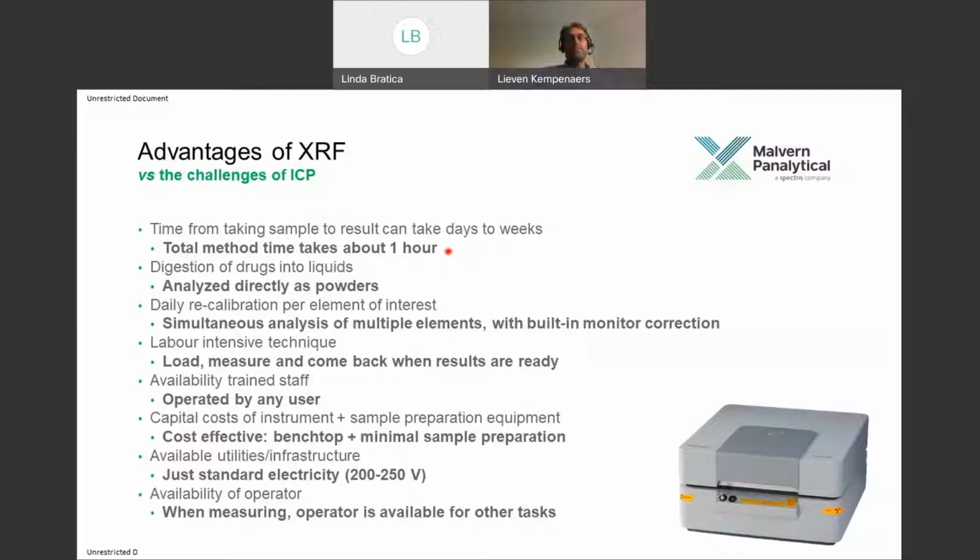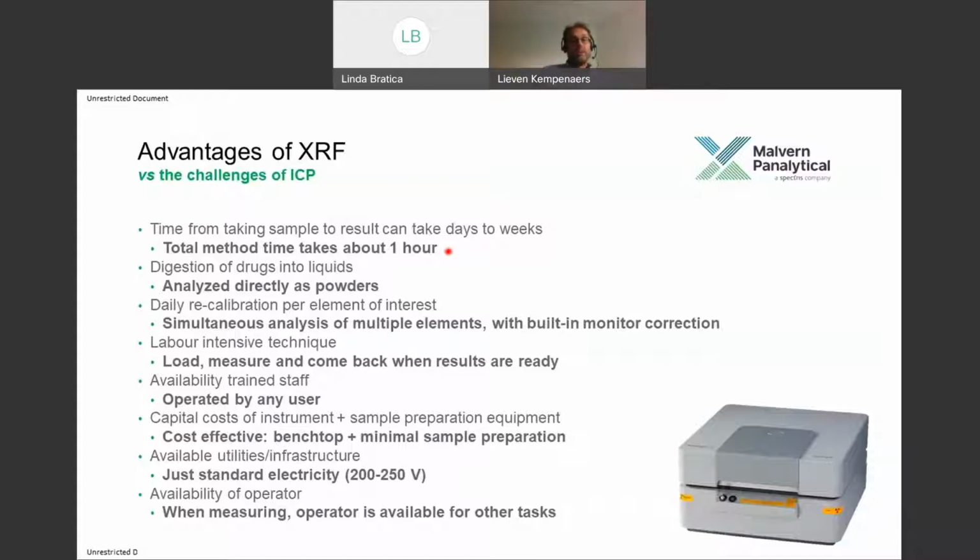XRF is a very stable method. It's because we don't use gases or liquids. So that means that the instrument is stable over many months, years. Also the applications: once you calibrate the instrument, the XRF instrument also has to be calibrated for the elements of interest. Once you do that at the installation, you can run the instrument for months, for years, without having to recalibrate the whole instrument and use those standards again.